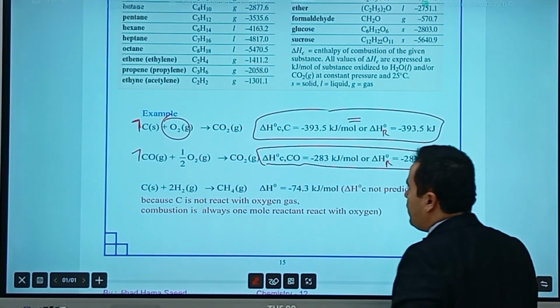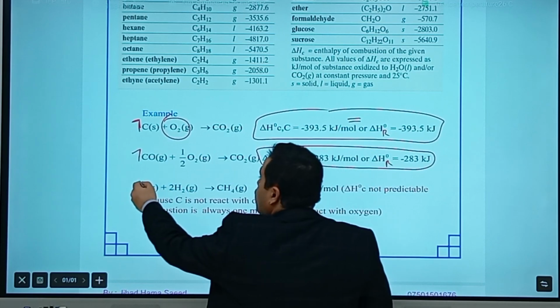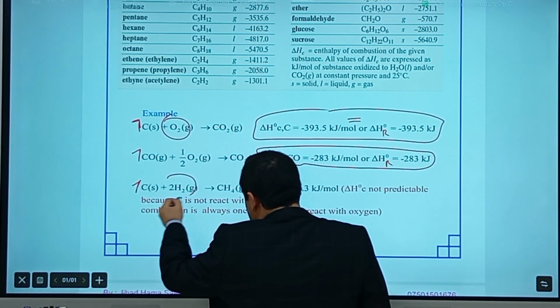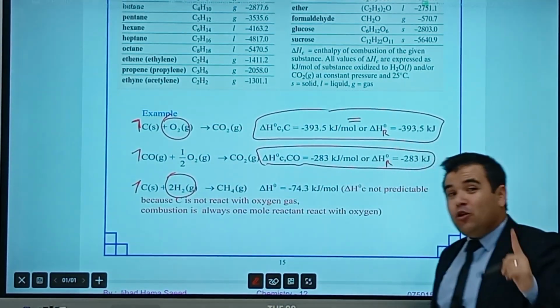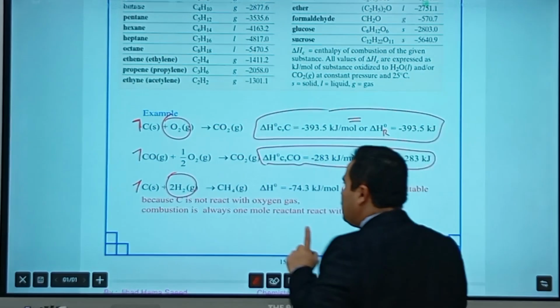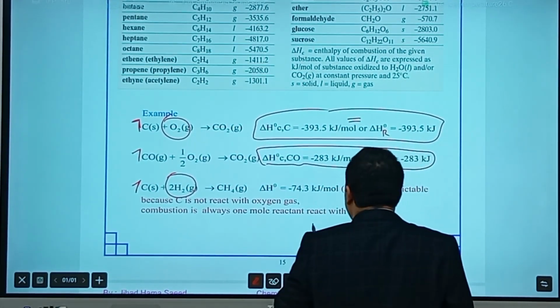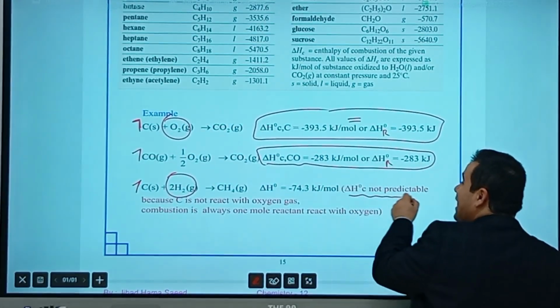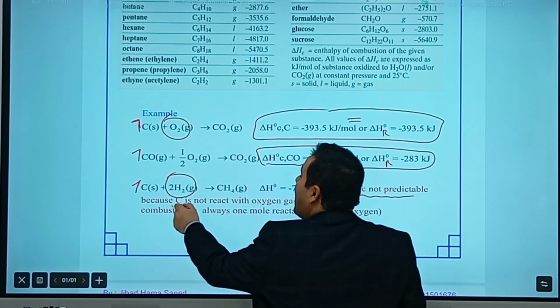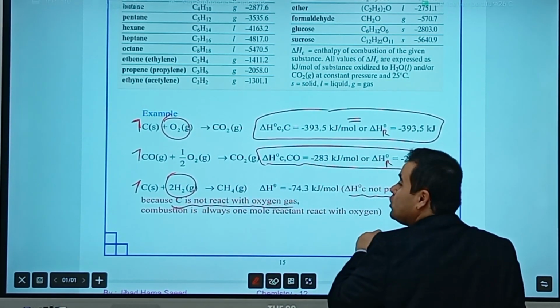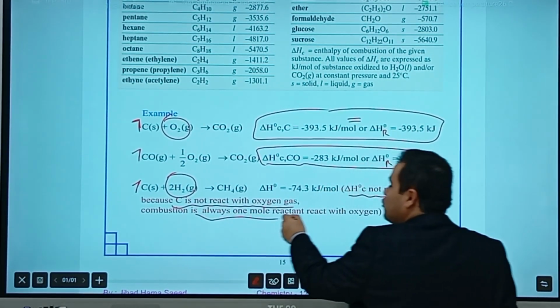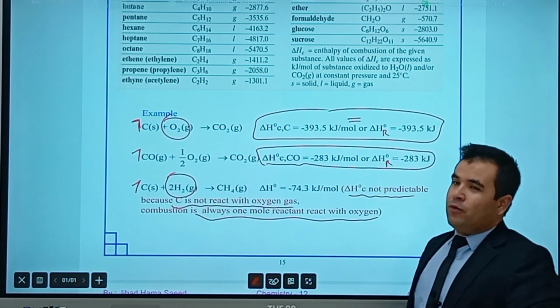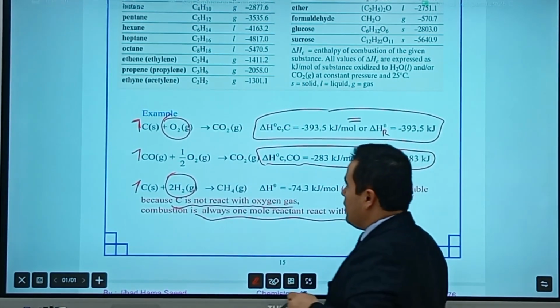Have a look at the third, guys. 1 mole of carbon reacts with hydrogen, not oxygen. You have to notice this in this case. Here, delta Hc is not predictable because carbon does not react with oxygen gas. For combustion, there should always be oxygen in the reactants.